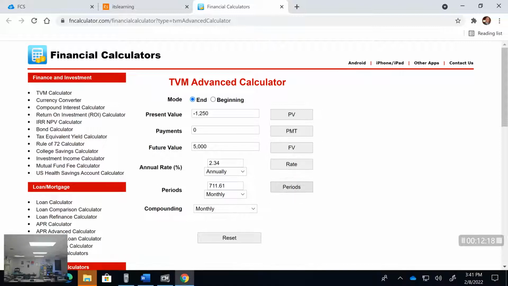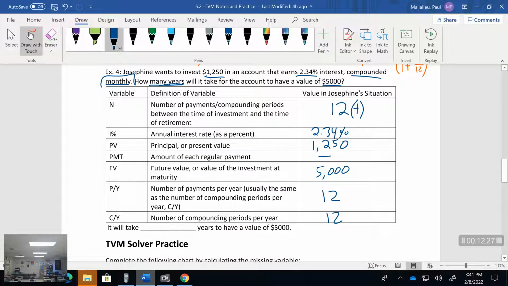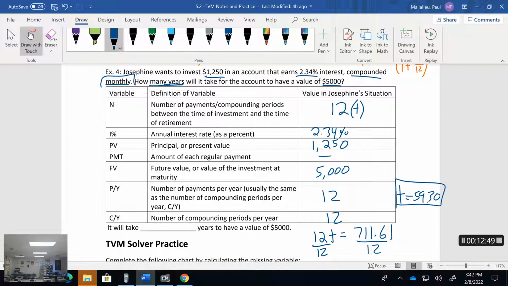So you would hit periods, and it tells you 711.61 is what would need to go in there as far as your months. To take the total, you divide it by your months. So divided by 12. So T is 59.30. All right, so that means that it'll take close to 6 years.